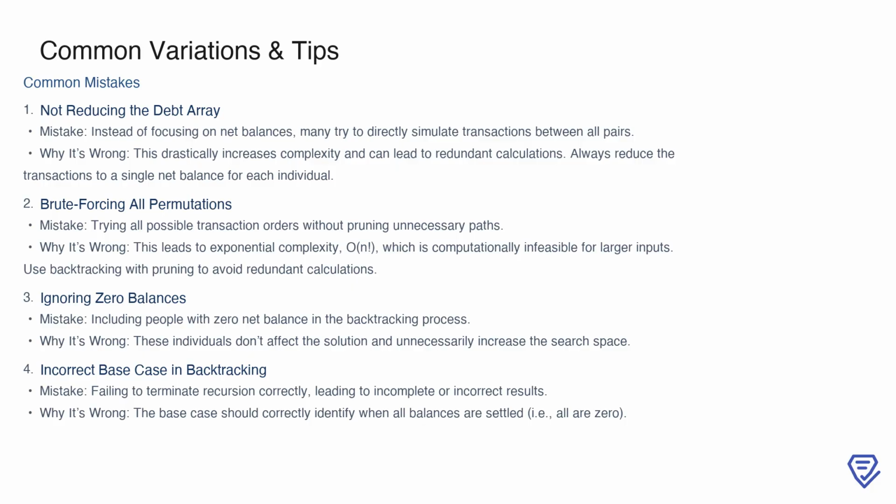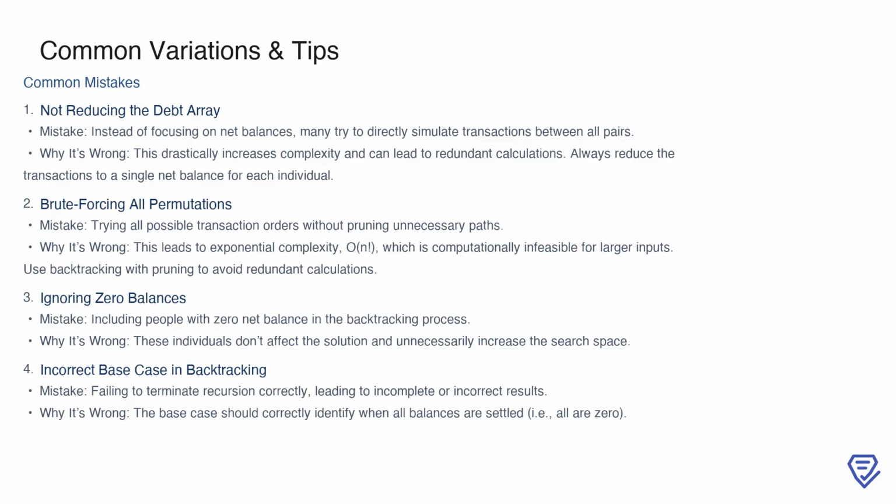First, failing to reduce the debt array is a frequent error. Instead of focusing on the net balances of each individual, some try to simulate every transaction between all pairs, which greatly increases complexity and redundancy. Always simplify the problem by calculating a single net balance for each person.